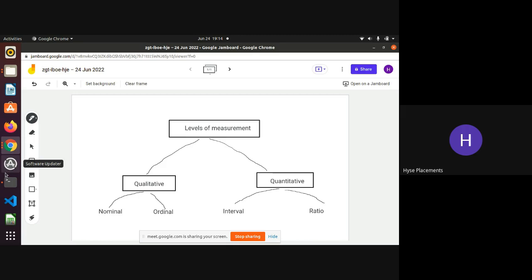So the topic is graphs and tables that represent categorical data. Categorical data can be represented in graphs as well as in tables. So what are those? Not all the charts are we going to discuss, but the basic charts.